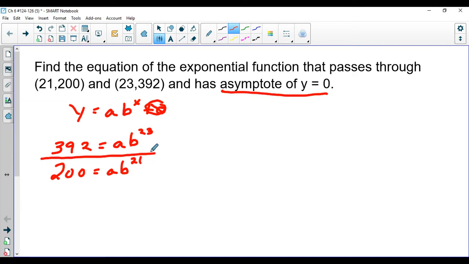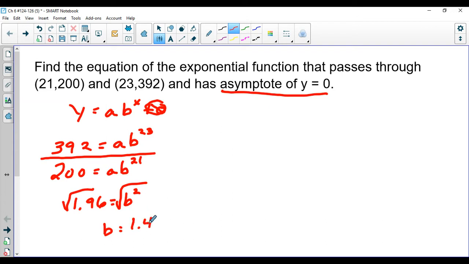And for this system, we decided a fast way to solve it was to divide those two, because that way we could eliminate the a's. So if I did 392 divided by 200, I get 1.96. A divided by a would cancel, and then b to the 23rd over b to the 21st, I'd subtract those two and I get b squared. So to find my b value here, I'd square root both sides, and the square root of 1.96, 1.4, was our b value.